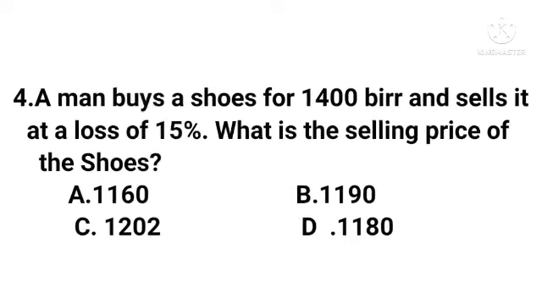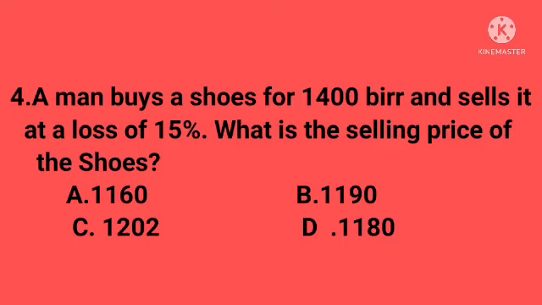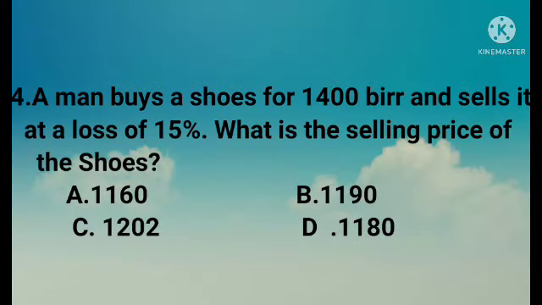Question number 4: a man buys shoes for 1400 birr and sells them at a loss of 15%. What is the selling price of the shoes? A) 1160, B) 1190, C) 1202, D) 1180. Looking at this question, he bought it for 1400 birr but sold it at a 15% loss.